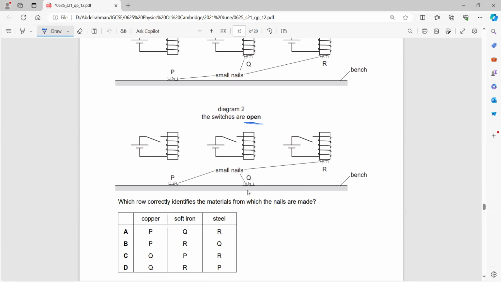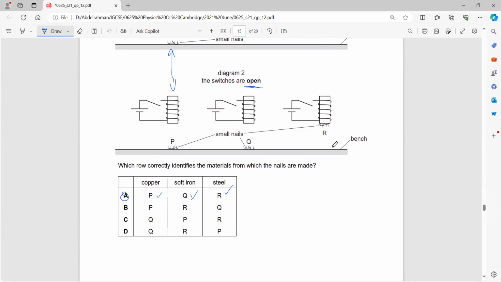P has to be copper. Why does it have to be copper? Because there's no effect. It didn't attract when it was opened or when it was closed. Q, soft iron. It attracted when the switch was closed, and then it didn't repel, they just fell off. And then R is steel, and it became magnetized steel. It became a permanent magnet.